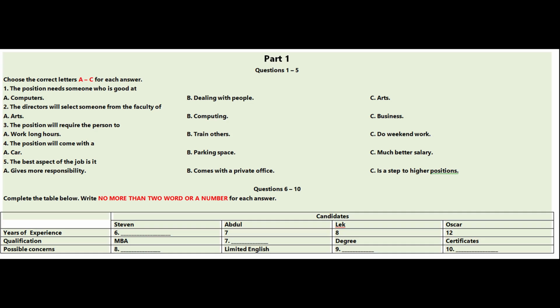This is in four parts, Part 1, Part 2, Part 3, and Part 4. Now look at Part 1. Part 1. You will hear two faculty directors talking about which person in their university to promote. First, you have some time to look at questions 1 to 5.